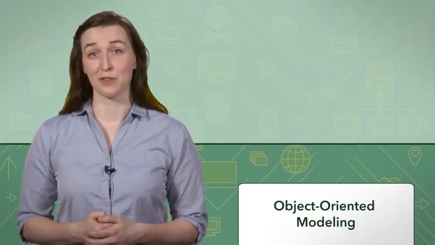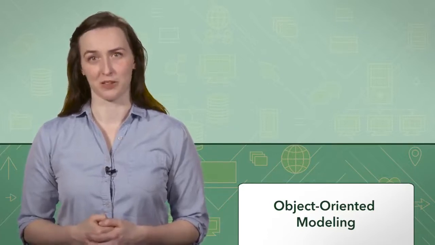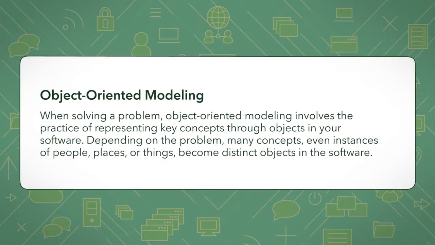You may have heard the term object-oriented modeling. You may have even applied it, whether you knew it or not. Object-oriented modeling is a major topic in this specialization. So what is it? When solving a problem, object-oriented modeling involves the practice of representing key concepts through objects in your software. Depending on the problem, many concepts, even instances of people, places, or things, become distinct objects in the software. Think in terms of objects.